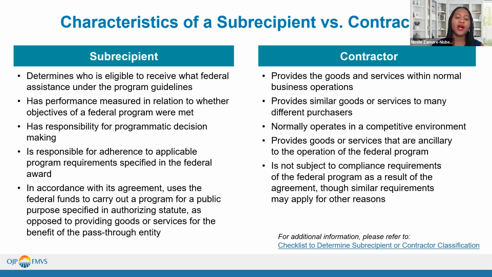On the other hand, a contractor provides goods and services within normal business operations. They will also provide similar goods and services to many different purchasers, so they have a wide array of people that they're servicing. They normally operate in a competitive environment, and they provide goods or services that are ancillary to the operation of the federal program. Finally, they are not subject to compliance requirements of the federal program as a result of the agreement. Those similar requirements may apply for other reasons. Next slide, please.